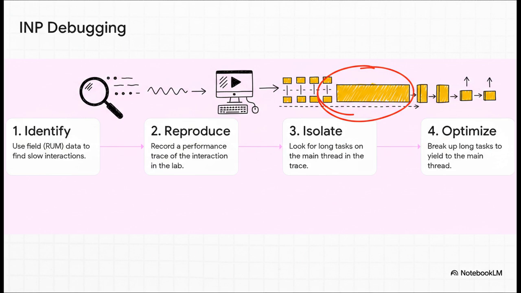Then you fire up DevTools and you reproduce it. In that performance panel, you're on the hunt for those big, solid yellow blocks, the ones with the angry little red triangle labeled long task. That's your enemy. The goal is to shatter that one long task into a bunch of smaller chunks, giving the browser room to breathe and actually paint stuff between all the work.